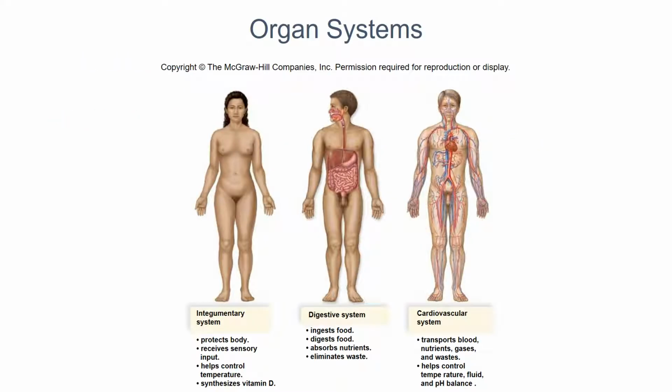Now, organ systems, there are several organ systems that we need to know. The integumentary system, that is skin, hair, and nails, and it helps protect our body and helps control body temperature and synthesizes vitamin D. Okay, helps us with sensory input. Our digestive system helps process food and nutrients and eliminates waste. Cardiovascular system transports blood, nutrients, and gases through the body, and also helps us maintain body temperature and other things.